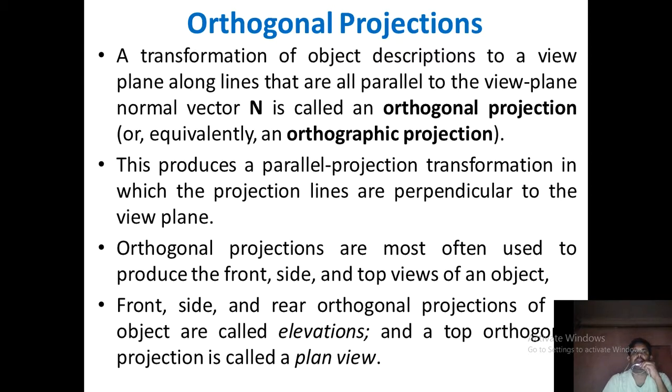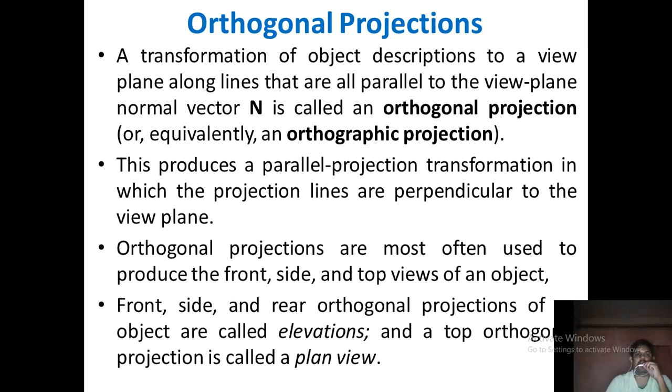A transformation of object description to a view plane along lines that are all parallel to the view plane normal vector n is called orthogonal projection, or equivalently in some textbooks, orthographic projection. Parallel projection, orthogonal projection, orthographic projection, all are the same. All lines are parallel to the view plane normal vector n.